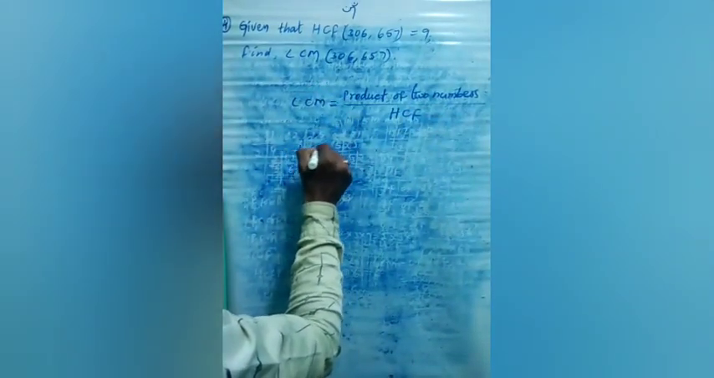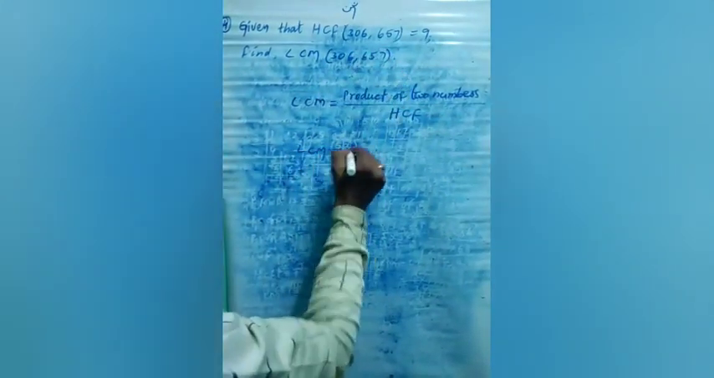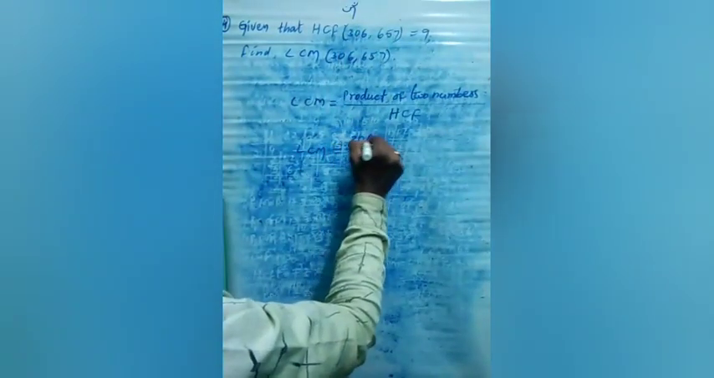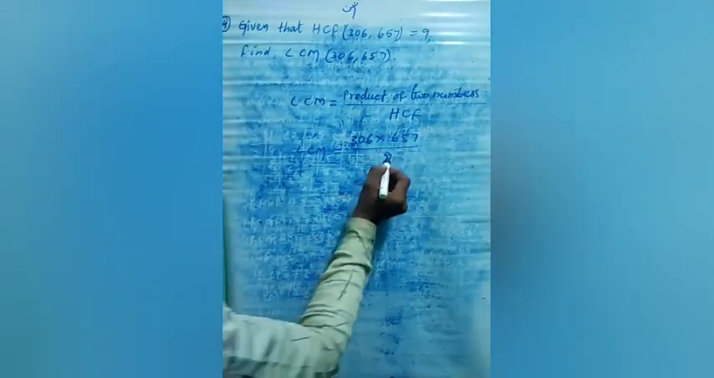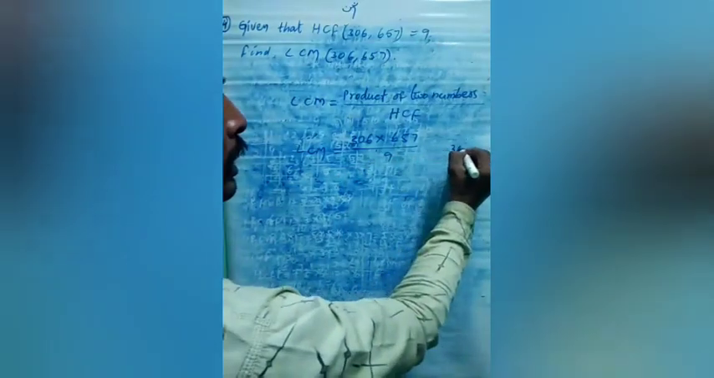Now applying these values in this formula, LCM of 306 and 657 is equal to the product of the two numbers, 306 into 657, divided by HCF, which is 9. Now the calculation: 306 is divisible by 9, so separately you can divide 306 by 9.